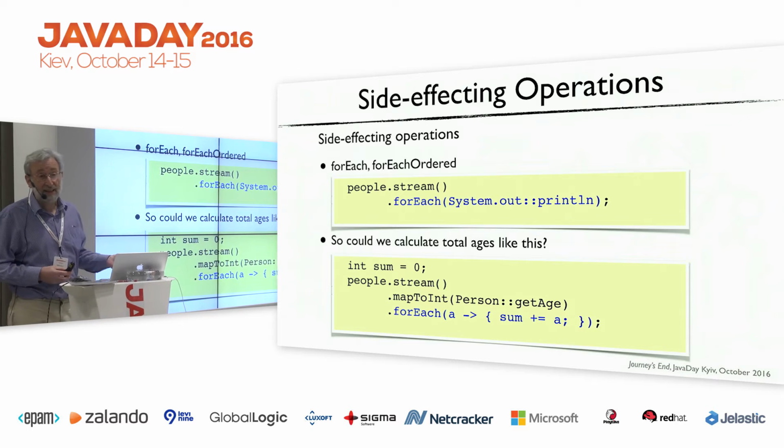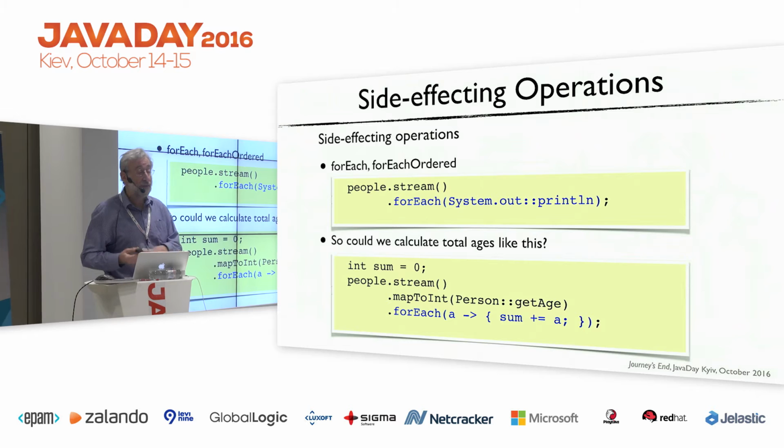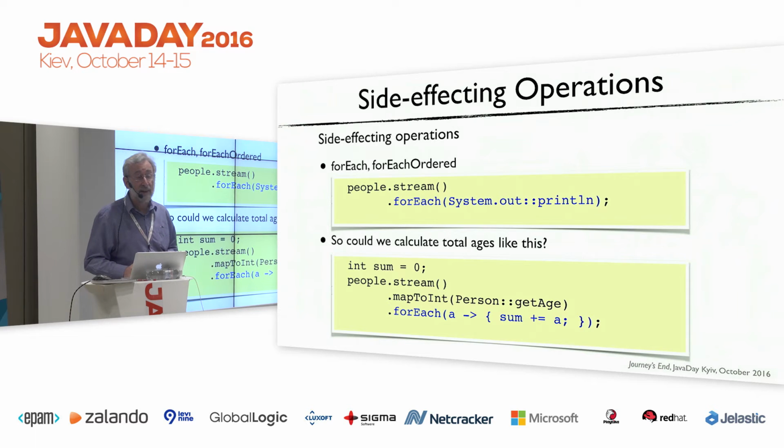So syntactically that won't compile, but you could get around that in the same way as you can do with anonymous inner classes. Very simply, for example, by making this into a field. If you make it into a field, then that will work. But it's still a really bad idea. So here's a second reason why it's a bad idea.